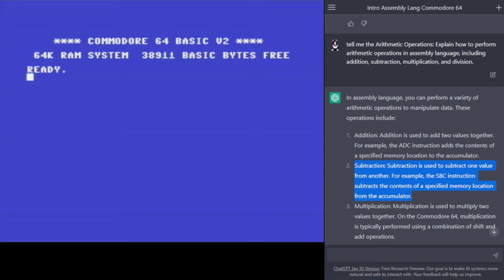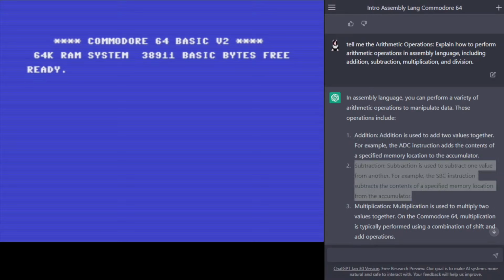Subtraction obviously is going to do the reverse of that, so if we want to deal damage, we can. Subtraction is used to subtract one value from another. For example, the SBC instruction subtracts the contents of a specified memory location from the accumulator. Just the exact same thing. We LDA the health, we SBC the damage, and then we STA the health. And that will give us the changed health.